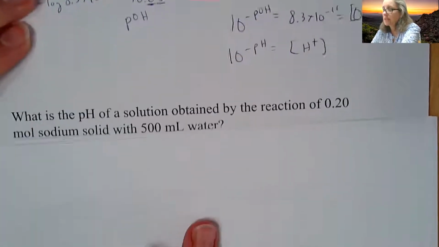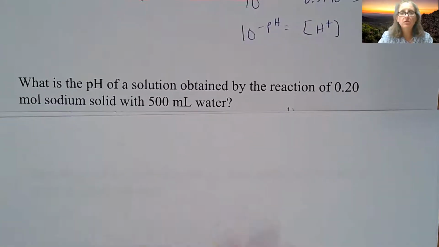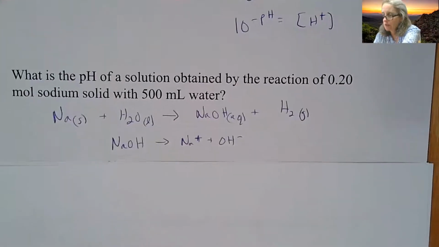All right, so the second problem I'm going to do before we get to strong and weak is this one. It's kind of looking a little further ahead at some of the concepts we're talking about. What is the pH of a solution obtained by reacting 0.2 moles of sodium solid with 500 mL of water? This incorporates a couple different things all at once.